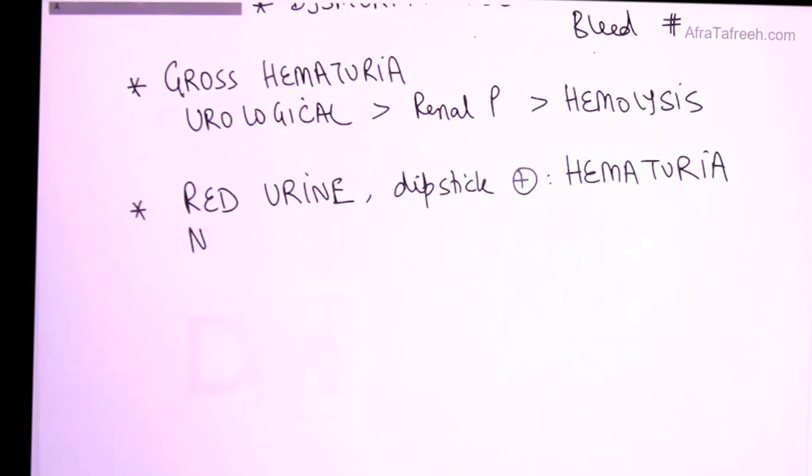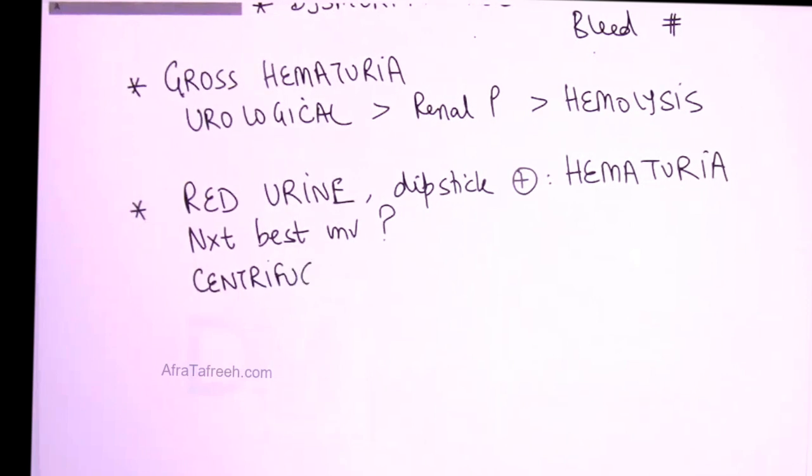The question will now say, what is the next best investigation to be performed in this particular case? Then your answer would be that you will spin the urine sample, or centrifuge it, and evaluate the supernatant. Let us see what happens. I said I will centrifuge the urine specimen of this patient, the same one which may be false positive for hematuria. I don't know at the moment whether it is false positive or not. I'm just assuming that it could be false positive.